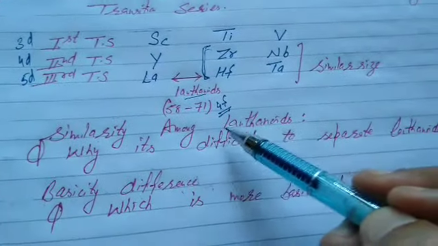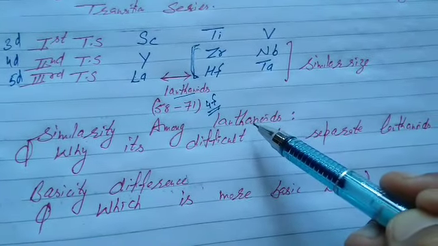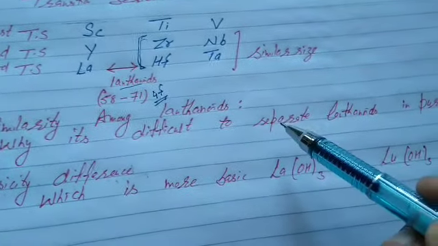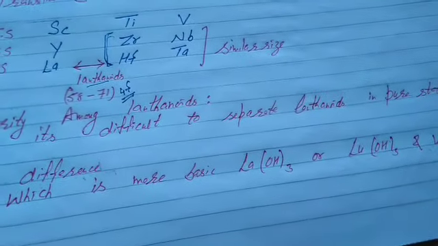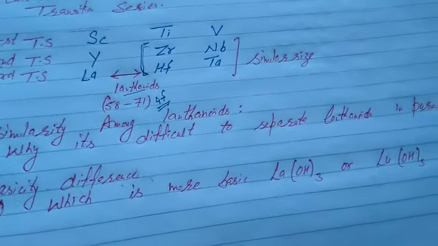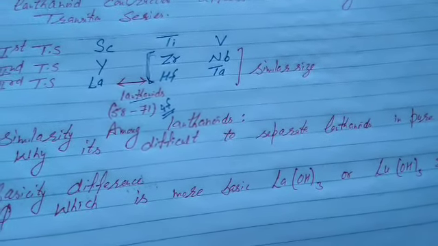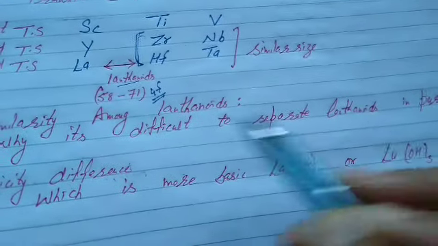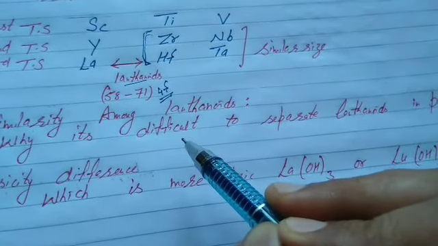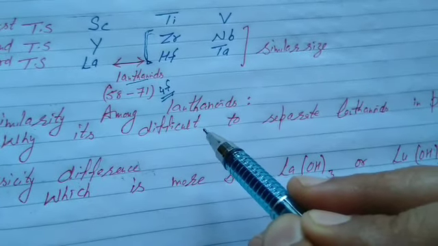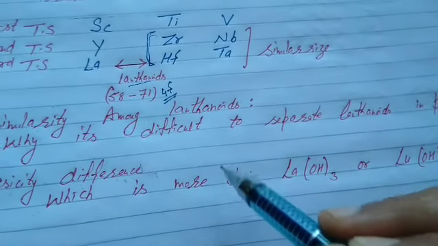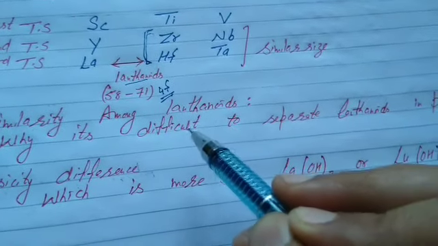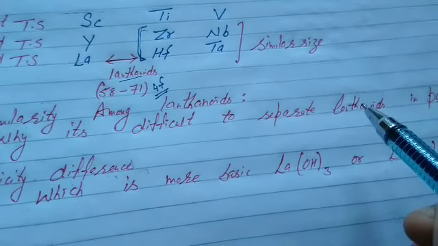Second, similarity among lanthanoids. The question may be: why is it difficult to separate lanthanoids in the pure state? Students, we study lanthanoid contraction, the slow, steady, regular decline. Why is it difficult to separate lanthanoids in the pure state? Again, due to lanthanoid contraction, there is very small change in the size of lanthanoids. Hence, their chemical properties are similar, so it's difficult to separate them in the pure state.